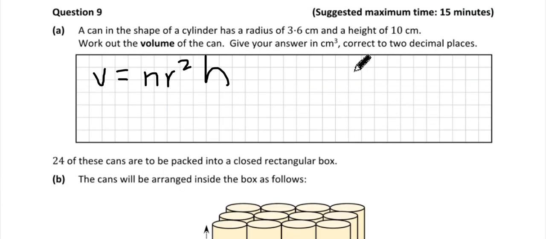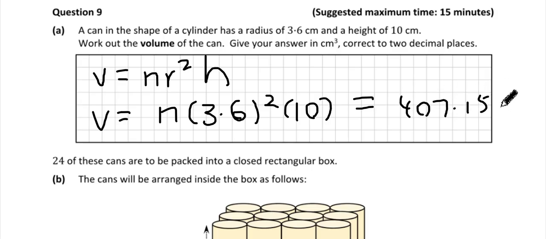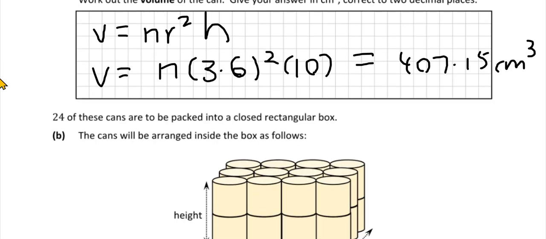You asked for the volume of a cylinder. Hope you can all do it. And we get that answer to 2 decimal places. What do you get? 407.15 centimeters cubed. Right. 10 out of 10 every time, yeah? Thanks.